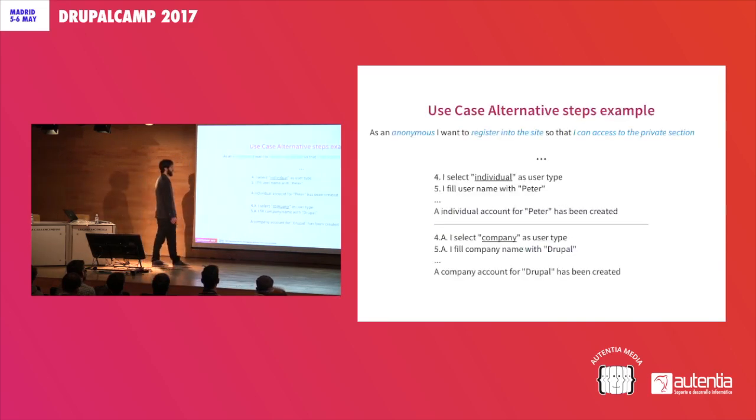So this is an example in text. I select individual as user type, I fill username with Peter, okay? An individual account has been created. Also, the post condition can change. And if I select company, then a company account has been created. Simple?